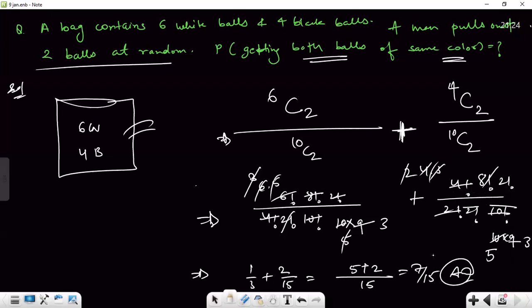Is this clear? Once you have understood how the question will be solved, the remaining part is the calculations.